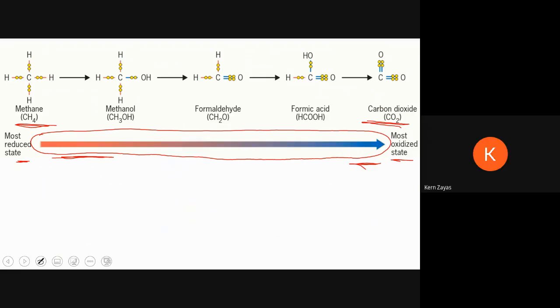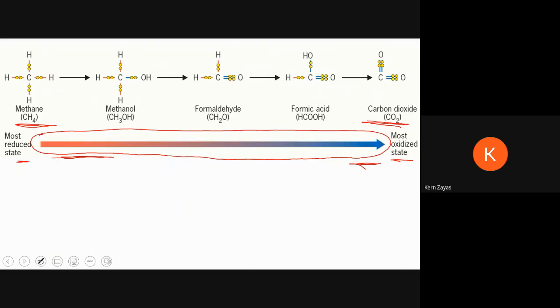From the most reduced state, sir, it's red because the carbon is more electronegative than the hydrogen. While going through the process, since it binds to oxygen, which is more electronegative than carbon, it attracts the electrons more. Since in the carbon dioxide there are two oxygens, all 8 electrons are attracted to the oxygen.